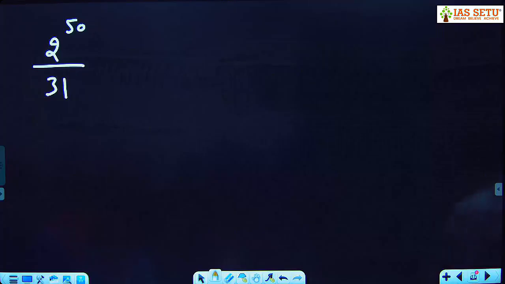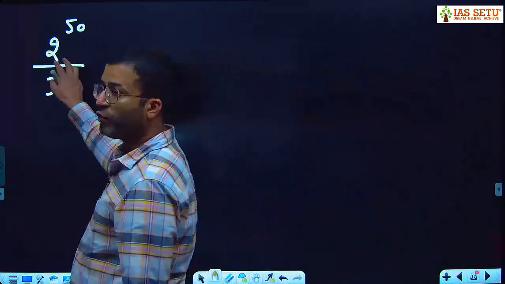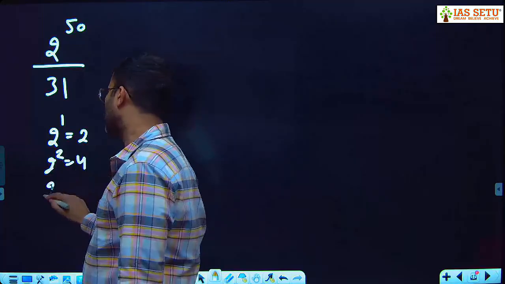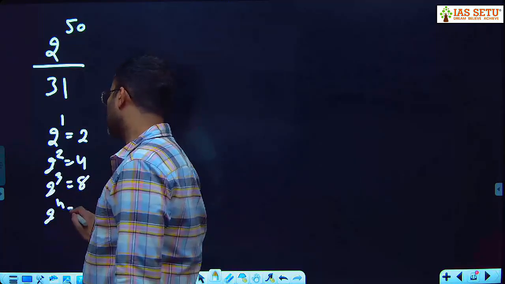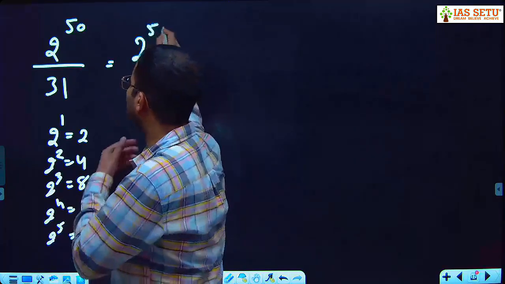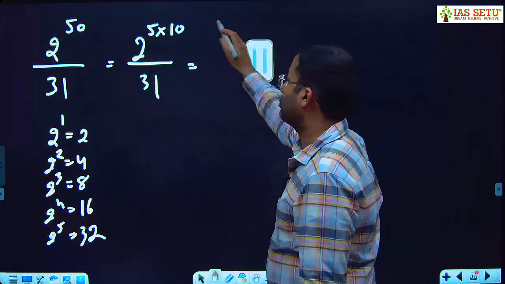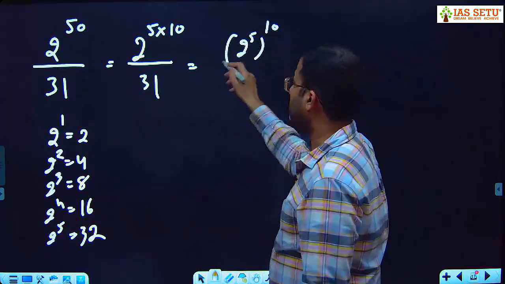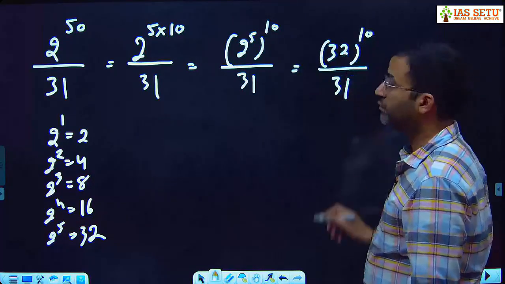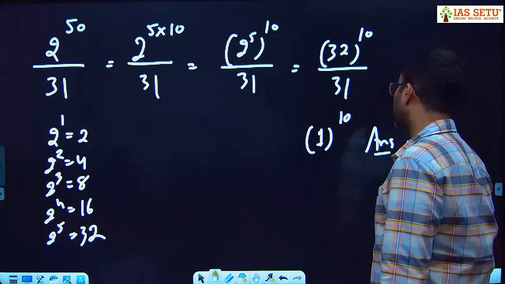Yes, done? All of you. What is your answer? See here, we are looking for a power of 2 near to 31. 2 to the power 1 is 2, 2 square 4, 2 cube 8, 2 to the power 4 is 16, 2 to the power 5 is 32. So it is 2 to the power 5 into 10, because I'm looking for 2 to the power 5. So it is 2 to the power 5, bracket 10. What is 2 to the power 5? 32 to the power 10 divided by 31. Every 32 with respect to 31 gives remainder 1. How many times? 10 times. So your answer is 1.